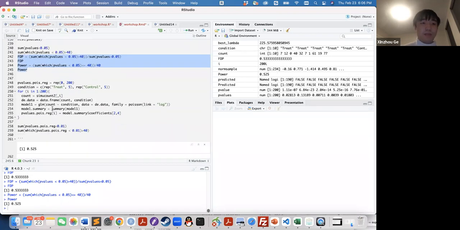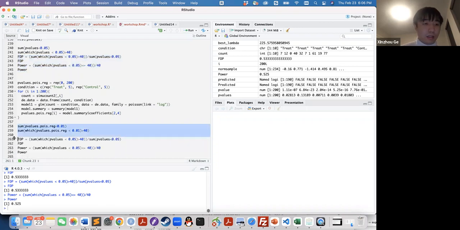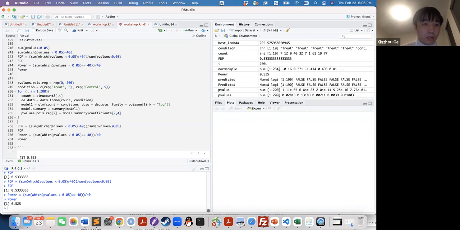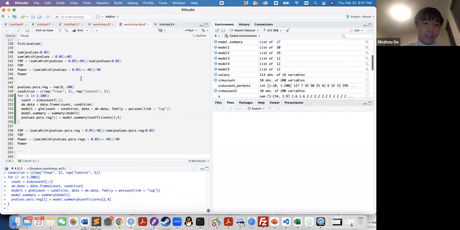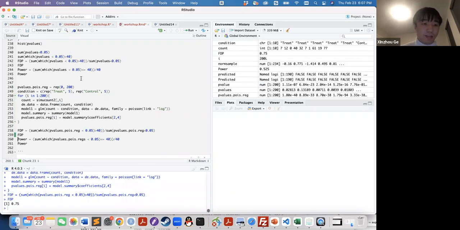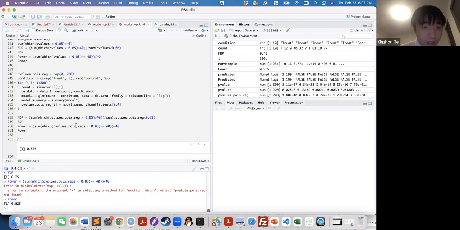And we can do this for the Poisson regression in a similar way, and we can just change the p-values into the p-values from the Poisson regression. I just ran it again to make sure that everything is correct. And so we can see the FDP is 0.75 and the power is, oh, sorry.